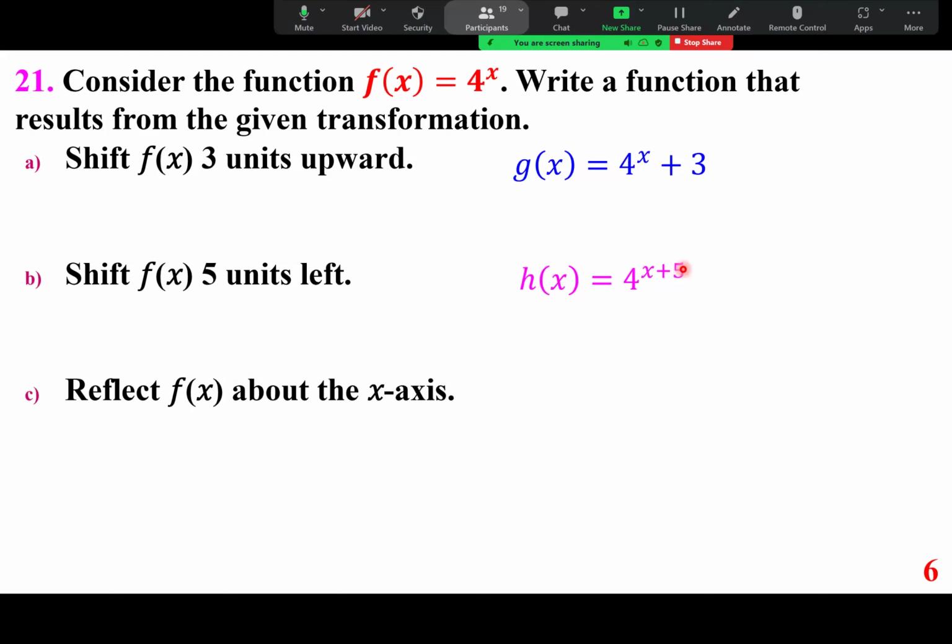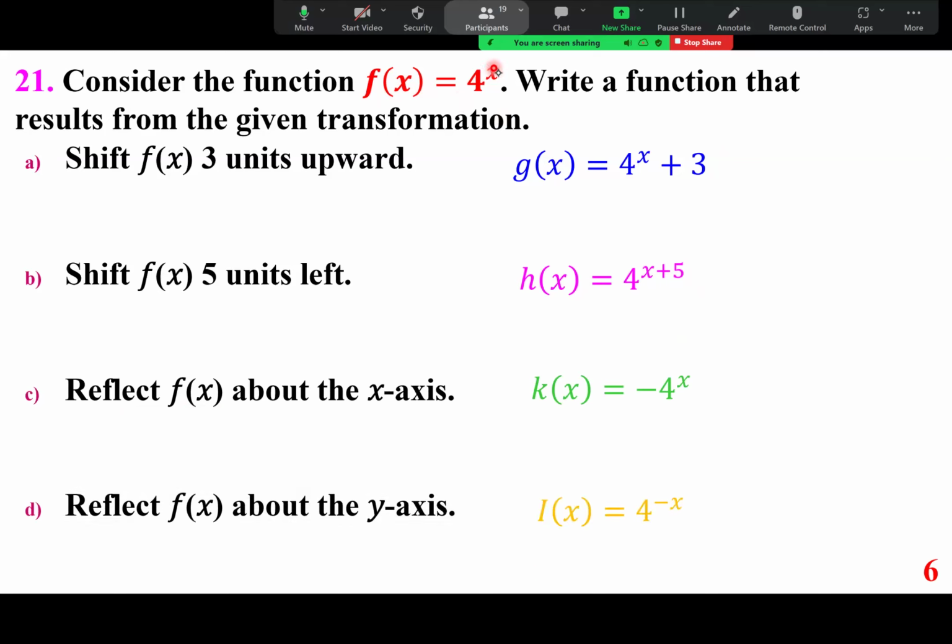Reflect f of x. And notice all of them go back to the original function, not that we do it to this one or this one. Original function. So reflect it about the x-axis. You put a negative in front of the function, so it becomes minus 4 to the power of x. Reflected about the y-axis, you put a negative in front of x, so you get 4 to the power of minus x.